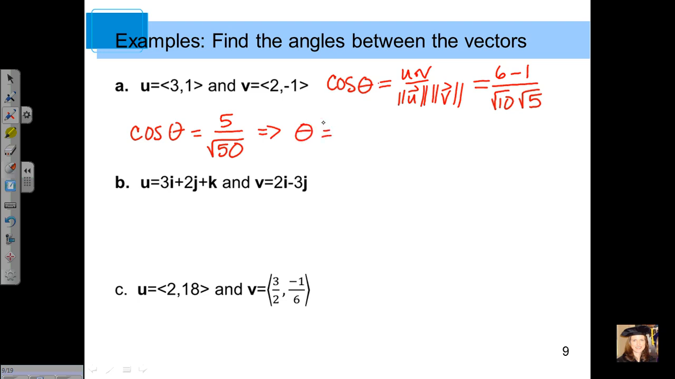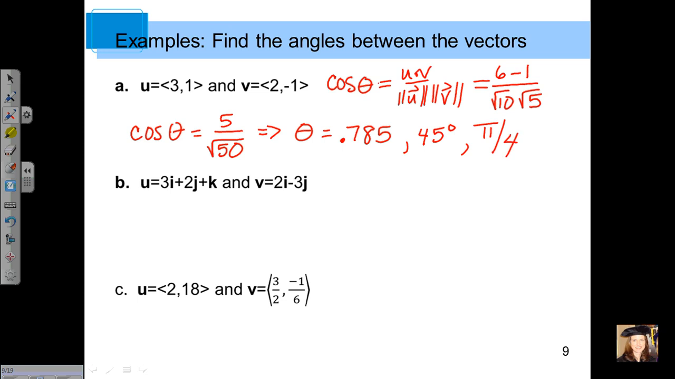And what I do is I find the inverse cosine of 5 divided by the square root of 50. Make sure you put all of that in one set of parentheses. And if you're in radian mode, you should get approximately 0.785 radians. If you're in degree mode, the angle between those two vectors is actually 45 degrees. So the angle in radians would be exactly pi over 4.